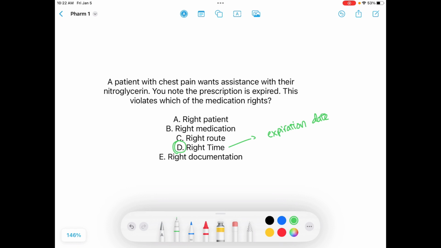And then right documentation. That's always important. It's always important to document whatever you do. If something beneficial happened as a result of what you did, great. If something negative or untoward happens to the patient, document that as well. If you followed your protocols and something bad happened, that's not on you, because you did not do anything to violate your protocols. You did your due diligence.